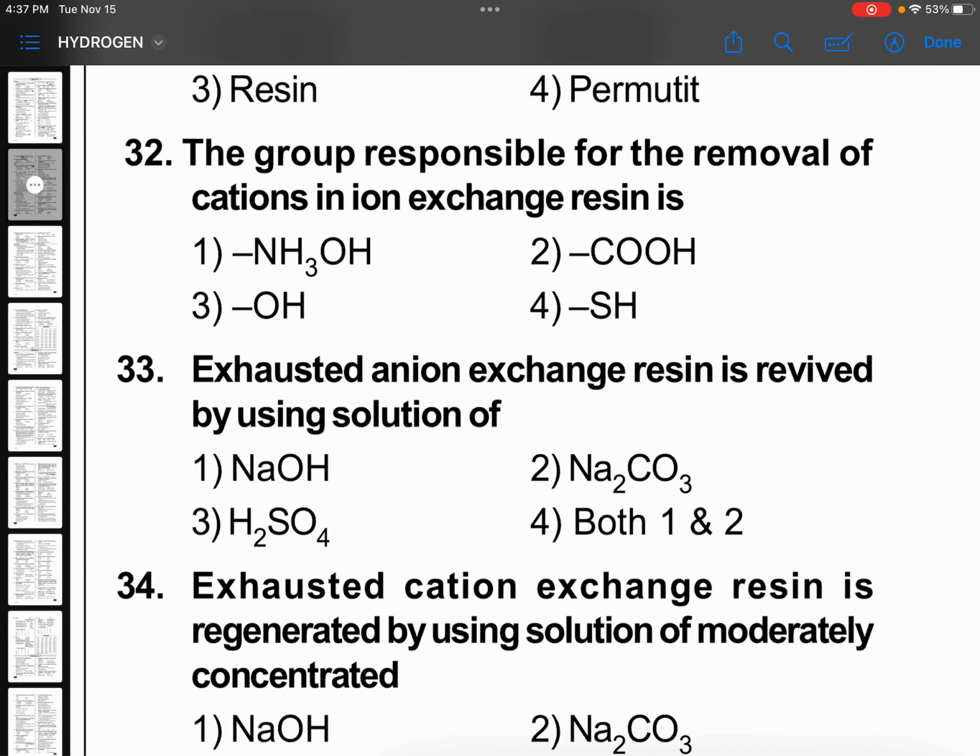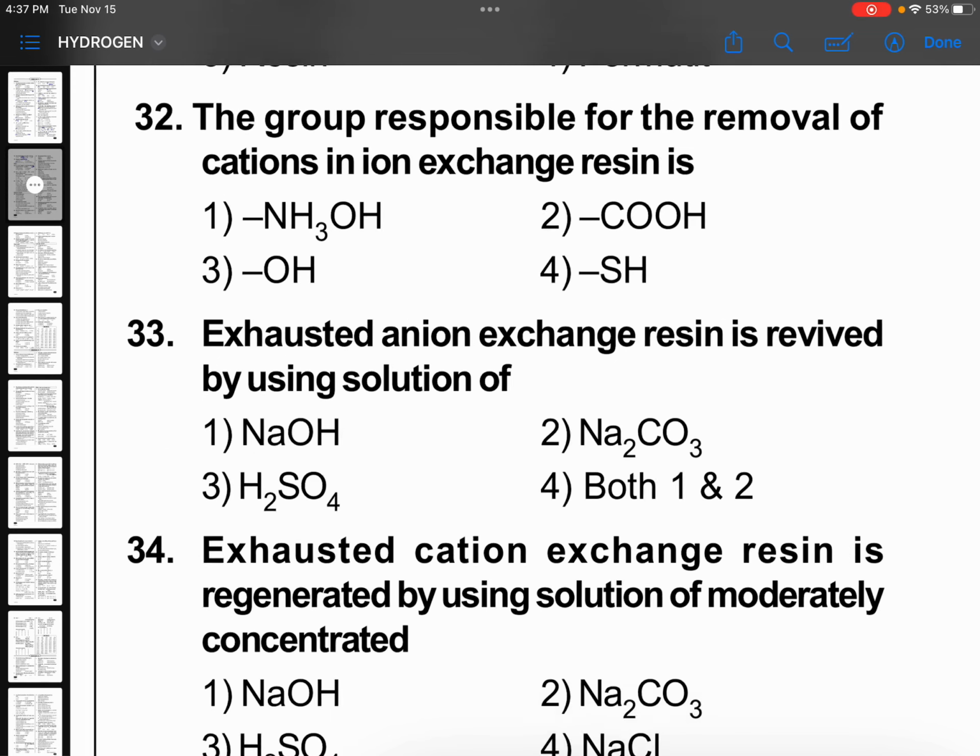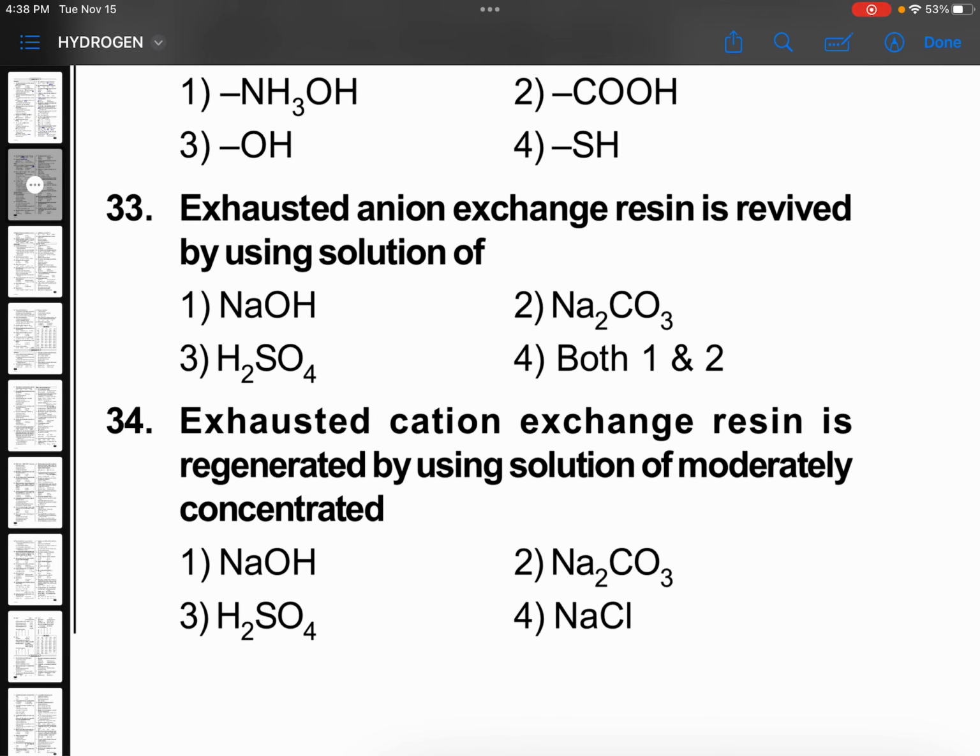The group responsible for the removal of cations in ion exchange resin is the acid group, COOH. In ion exchange resin, COOH removes cations and NH3OH removes anions. Exhausted anion resin: exhausted means it is gone, it is not working. That can be revived by using a solution of a base. Exhausted anion resin is always revived with a base; for cation resin, we generally use acid. For the 33rd question, you can use a base, meaning NaOH or Na2CO3. So both 1 and 2.